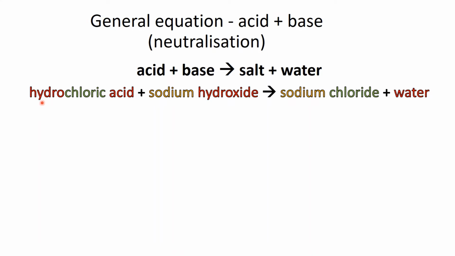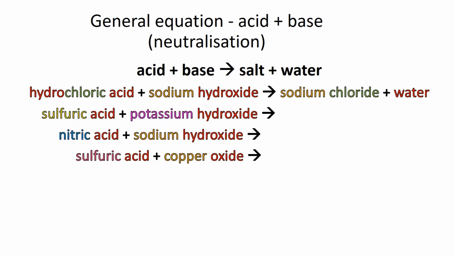So hydro means hydrogen from the acid. Chloric refers to the chloride in hydrochloric acid. Sodium is a metal as part of the base sodium hydroxide. This is actually an alkali, and that goes on to form sodium chloride, which is table salt, the most common type of salt. You can see here that's a result of the sodium in orange here reacting with the chloride from the hydrochloric acid, hence the colour coding here. The hydrogen from the acid reacts with the hydroxide to form water.